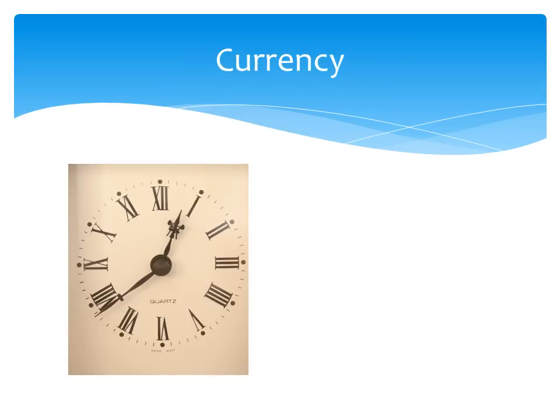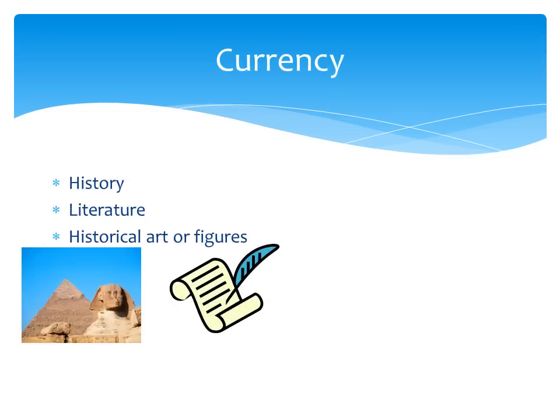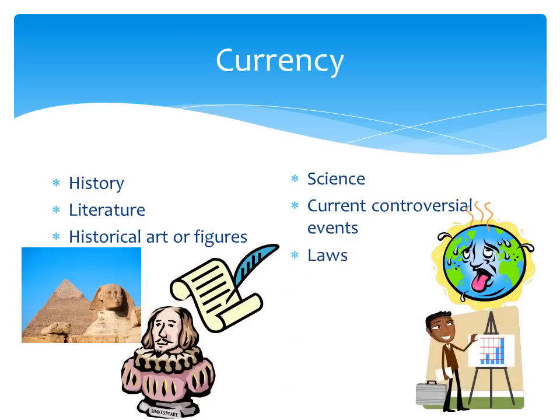Next, let's talk about currency. Currency refers to when the article was written. Because information is constantly changing, it's imperative that the website has a date on it. It's important to note that not every topic needs research that's 100% current. For instance, history, literature, or historical art or figures may not necessarily need information that's 100% up to date. But if your topic has to do with science or current controversial issues, if it has to do with laws or statistics, then you want to make sure that the information provided is absolutely up to date.